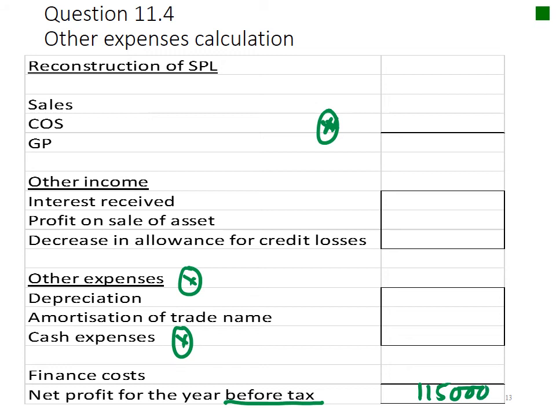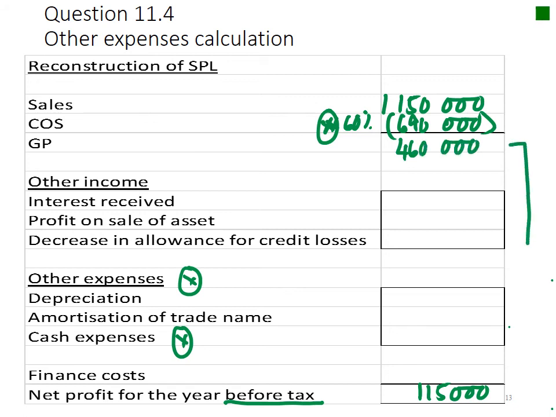Okay, we do know in the question that the sales amount was 1,150,000, and we knew that 60% represented cost of sales, which was then 690,000, which meant that the gross profit for this company is 460,000. Okay, so now we can reconstruct the remaining amounts so that we can get back to what the cash amount is that we paid for other expenses.